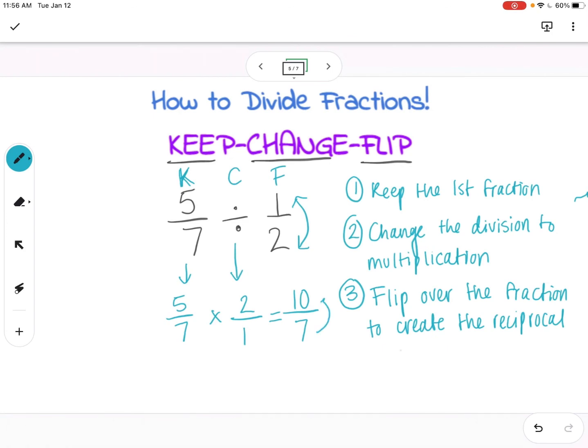Remember we do that by dividing. How many times does 7 go into 10? It goes in 1 time, and you're going to have 3 left over. So your answer would be 1 3/7. All right, hopefully now you understand how to divide fractions.